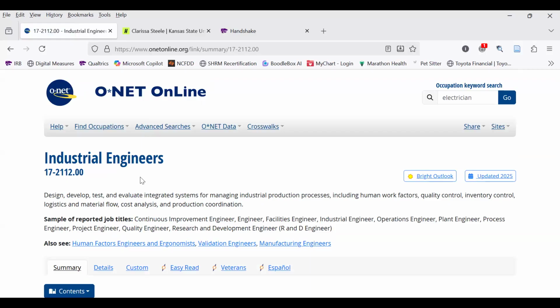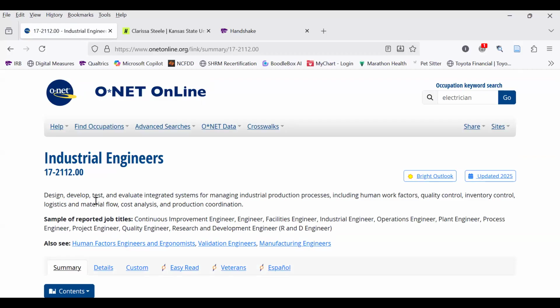If any of you have taken my intro to HR class, you've seen this before. If you've never seen O*NET, you'll find it very, very handy. And it's handy for both you as an HR employee or as a manager who might be hiring employees. It's also handy for people who are looking for jobs, and I'll show you how.